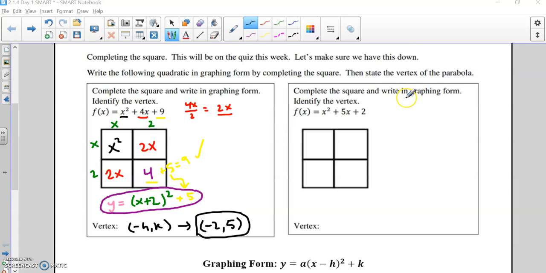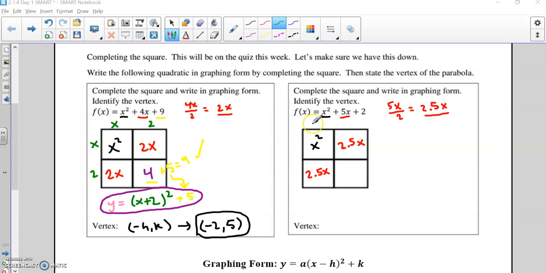On to our next example. Same starting, you take your first term, throw it in the top left box, take your next term, and split it in two. It's kind of annoying when it's not an even number because then it's going to be a decimal, but it's okay. We live in an imperfect world, and that's just how it be sometimes. So 5x divided by 2 gives us 2.5x, so we're going to put a 2.5x in each of these boxes.